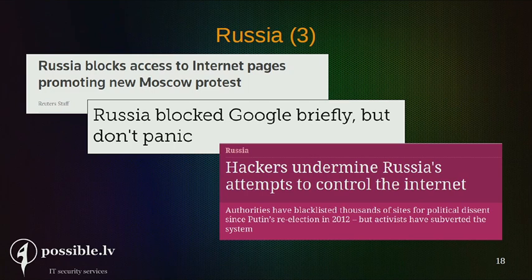So, as you can see, these are some news headlines. Russia has blocked access to internet pages promoting the Moscow protest. It happened a while ago. Russia has also blocked Google, and it wasn't a mistake. They blocked it intentionally to get Google to comply with their censorship. And finally, an interesting case that happened this year is how hackers undermined Russian attempts to control the internet.